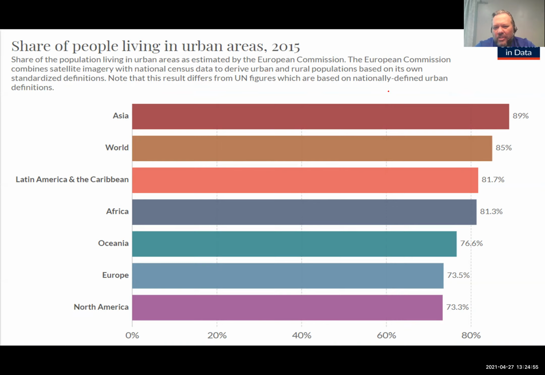by region. So Asia, 89% live in urban areas, all the way down to North America. I'm sorry, in North America, we're at 73.3% compared to 89% for Asia. So a pretty decent difference there.